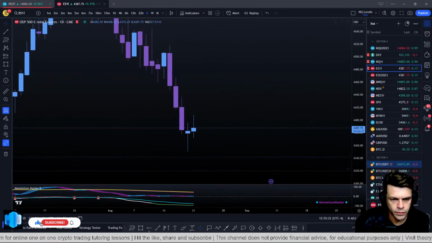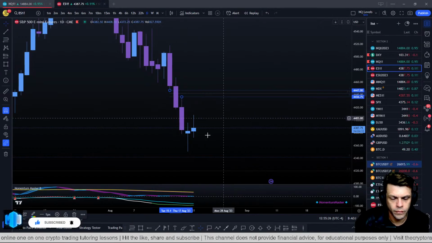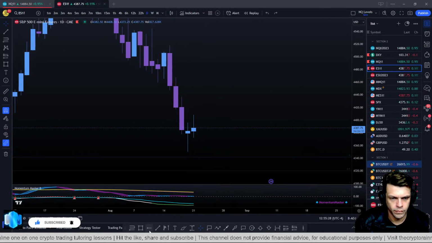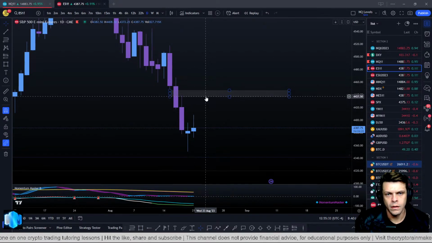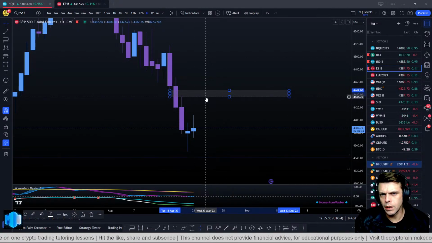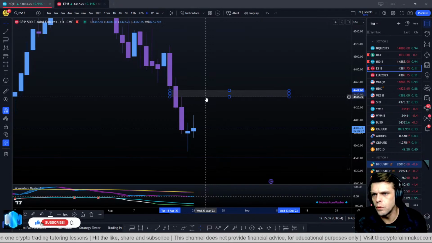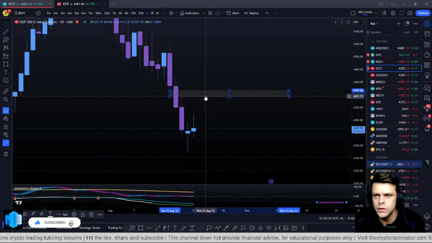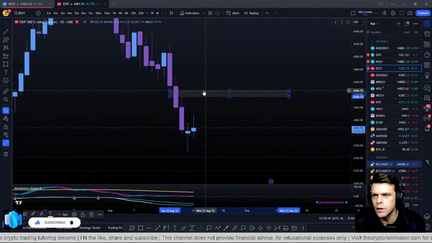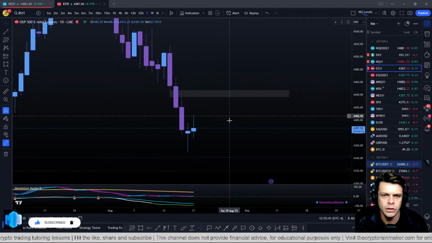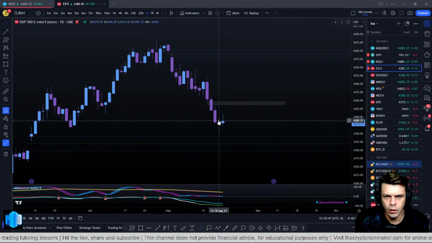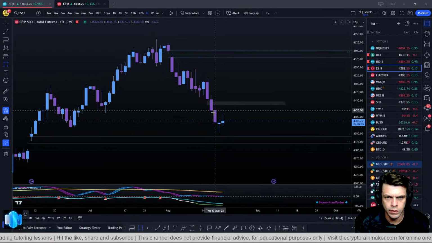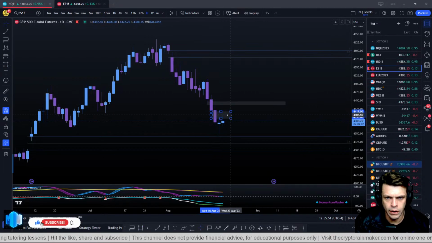All right, let's have a look at the imbalances on the daily chart. Okay, so we have a fair value gap. The lower end is at 4,436. The higher end is at 4,446. Okay, we have one right here. It's currently trading in that area.